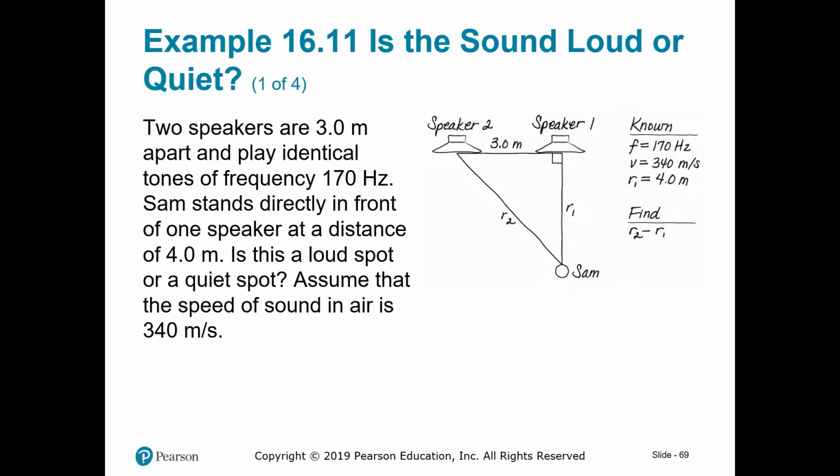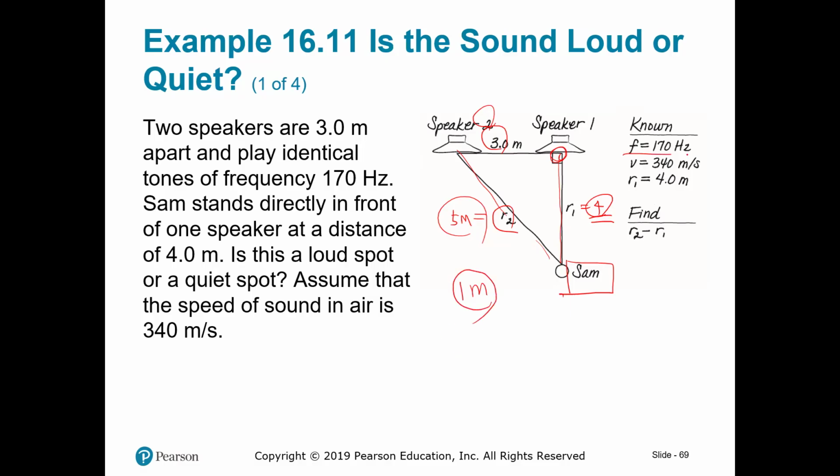Okay? And then a similar question, right? Now you see R1 is 4. So this is 3, 4. So clearly R2 is 5 meters using the Pythagorean theorem, right? And now the very first thing is you have to find the path length difference. For example, speaker 1 travels 4 meters. Speaker 2 travels 5 meters. So the path length difference is 1 meter here, right?